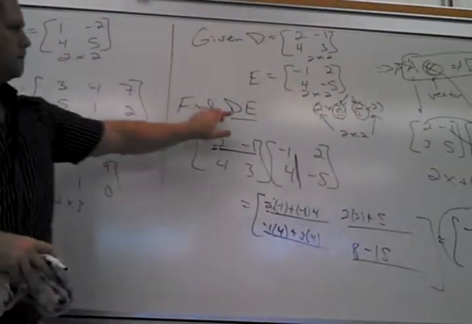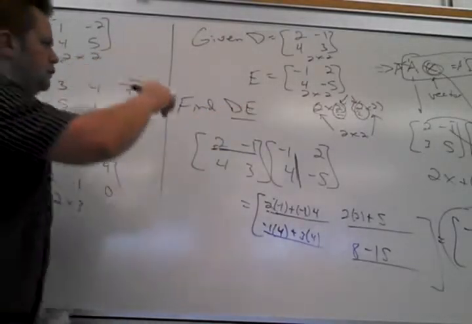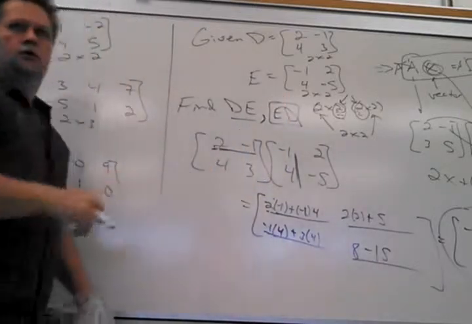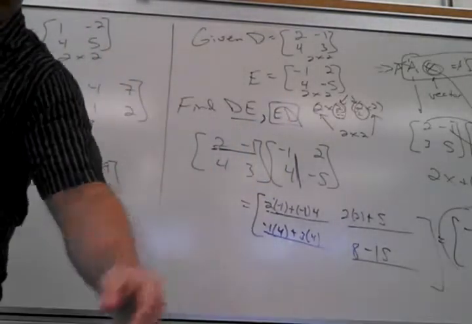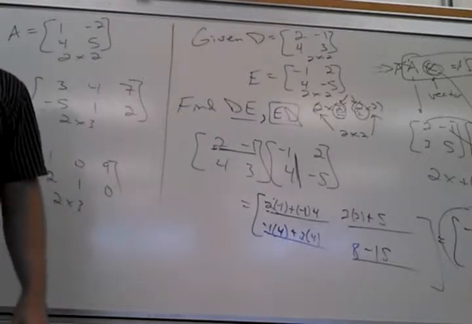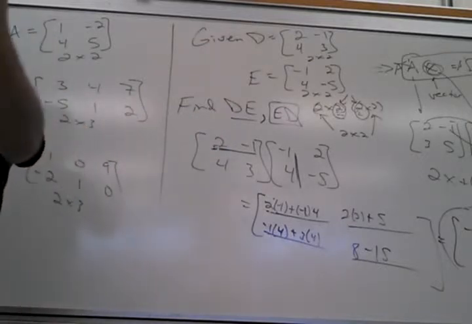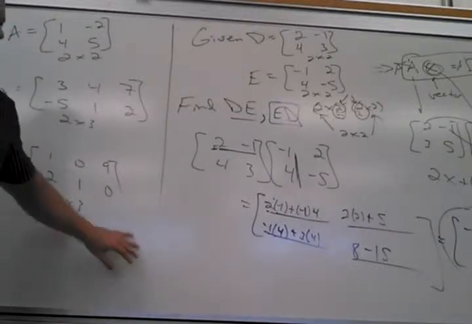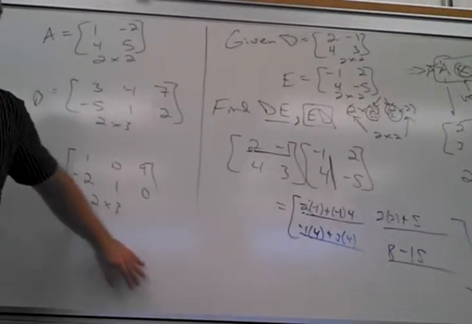And notice, real quick, before we move on, you guys first, do what ED is. ED is not going to be directly related to that at all. So matrix multiplication is not commutative.